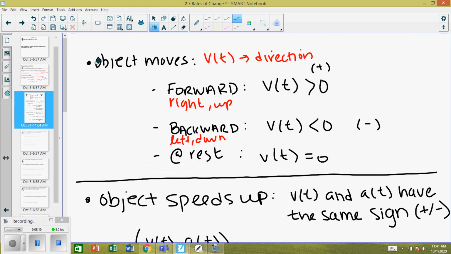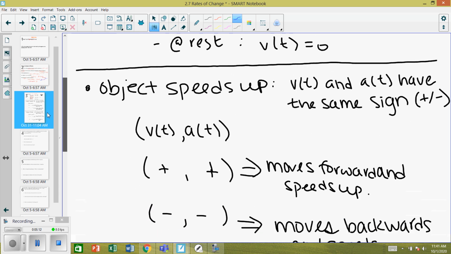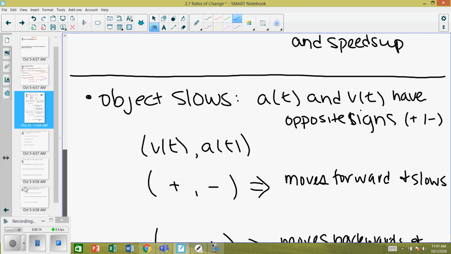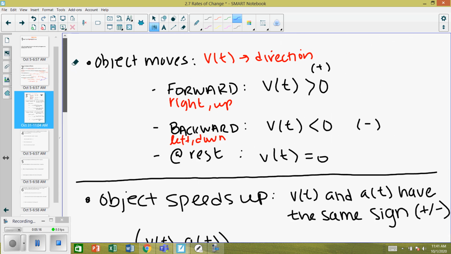All right, some stuff I've written down a bunch of times before, and you can rewrite this down just to help us out. Just different problems that show up. So when objects are moving, v of t has a direction associated with it. Sometimes we're talking about a particle moving right and left. Sometimes a ball going up and down. Sometimes a car moving forward or going backwards.